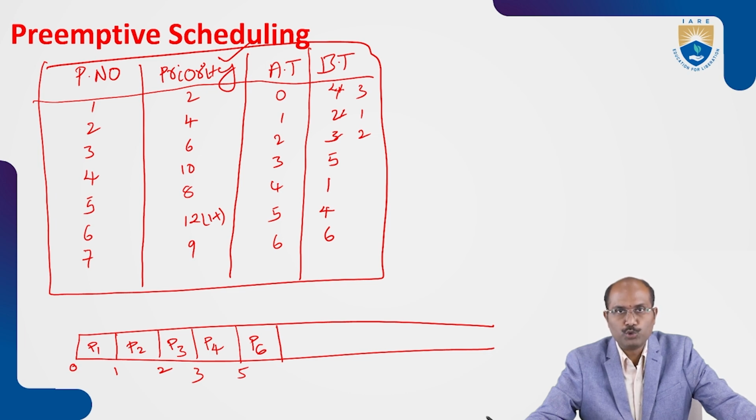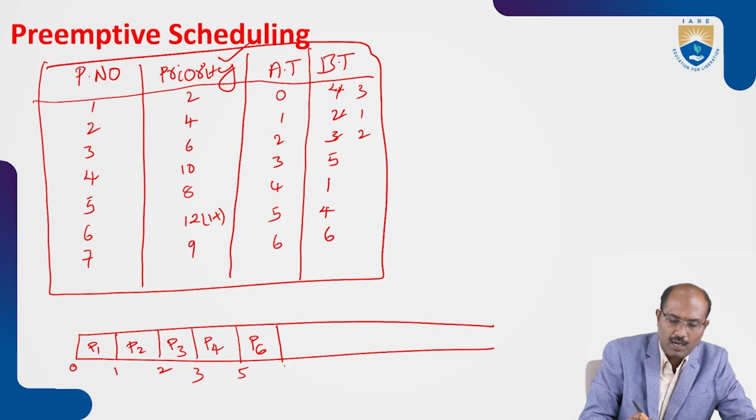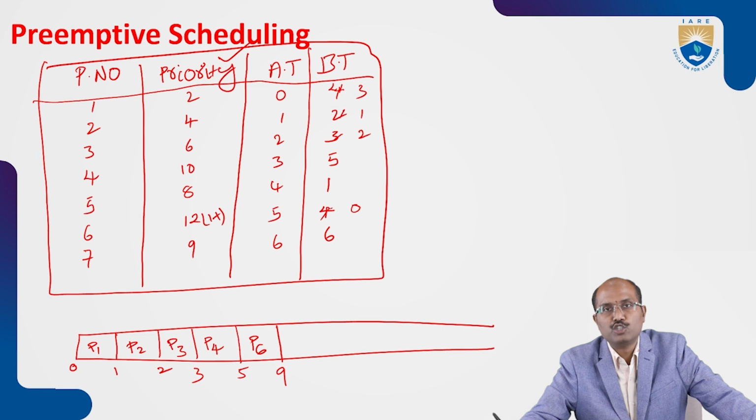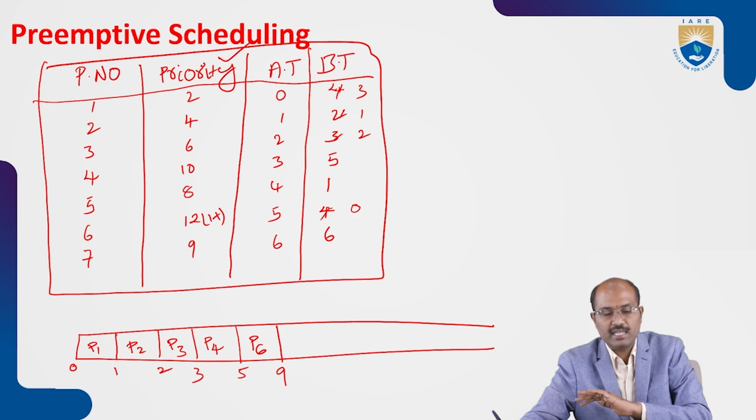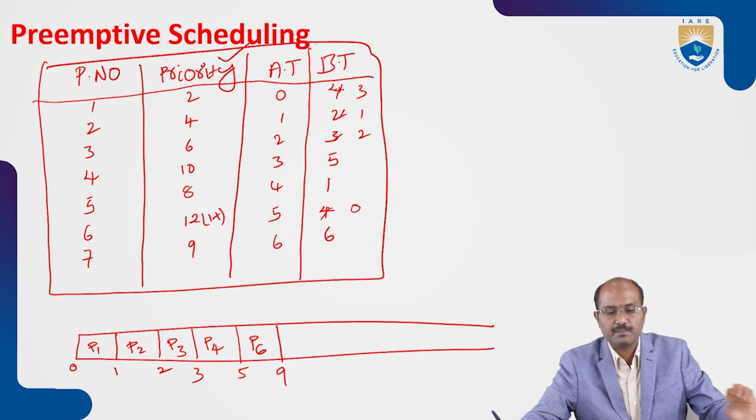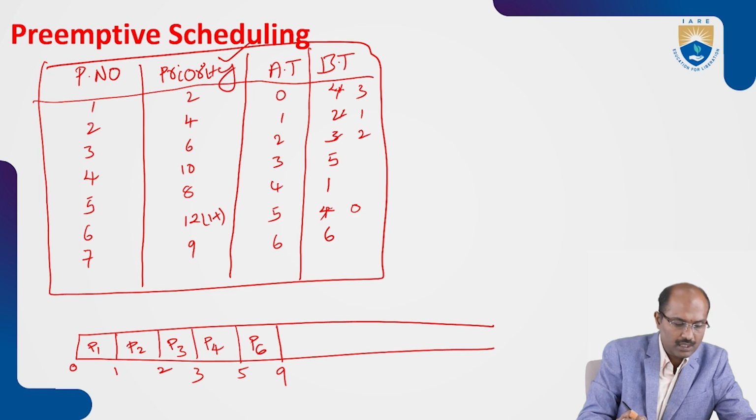It will complete up to 9 units of time. So up to 9 units of time, entire P6 is completed because it is the highest priority of the process. So it will execute completely, so that its burst time becomes 0. It completed the entire execution up to 9. P6's burst time becomes 0. Now P6 has completed the execution.